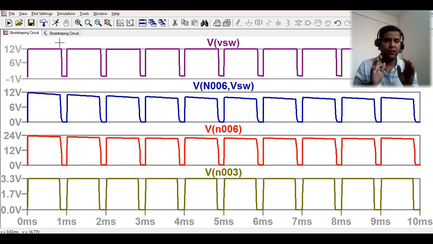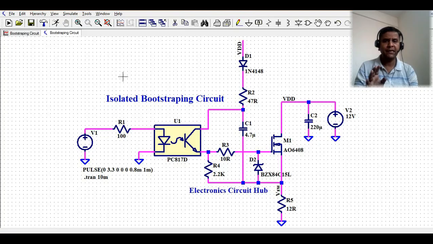Hope you are following me, hope you are understanding. That is how you can design the bootstrapping circuit with the help of discrete components. You can even maintain the isolation. Hope you understand this.